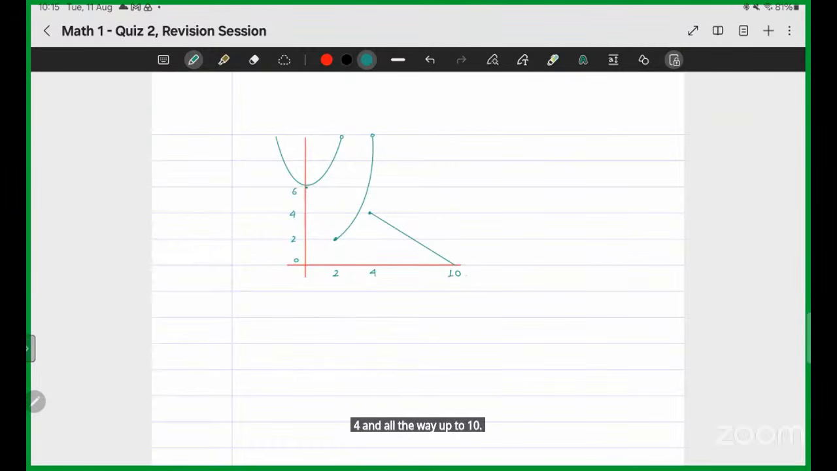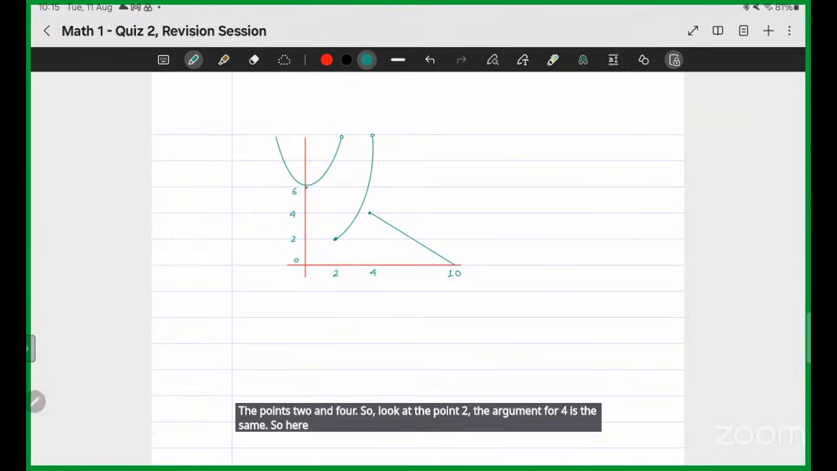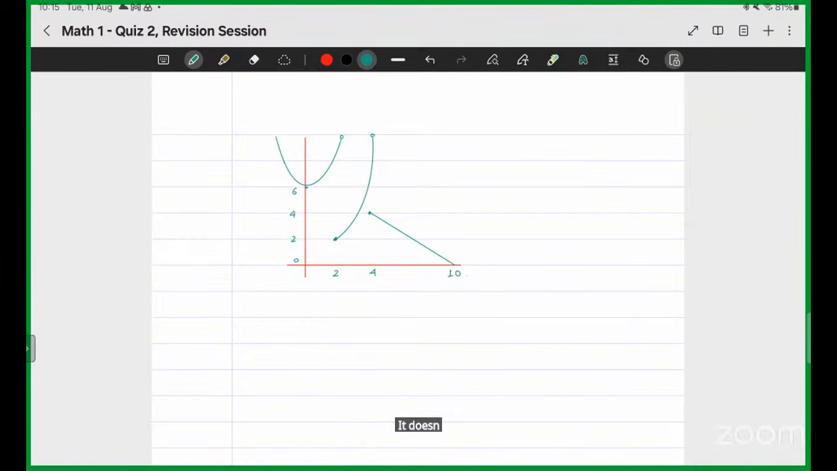Now, the options ask about left-hand limit and right-hand limit at the points 2 and 4. Look at the point 2, the argument for 4 is the same. Whenever we're talking about limits, what the actual function value is at that point does not matter. That matters for continuity. It doesn't matter for limits. Now, to the left of 2, the immediate vicinity is this part, right?